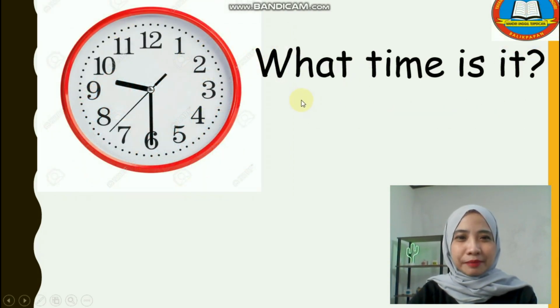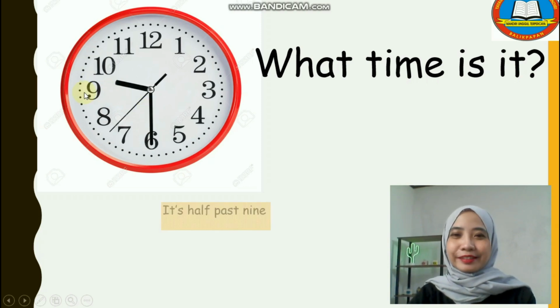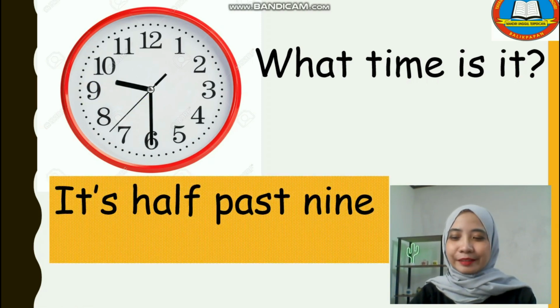Next. What time is it? The big hand shows 6. So it's 1/2, and the small hand shows between 9 and 10, and the number before small hand is 9, so it's 9:30. Very good.